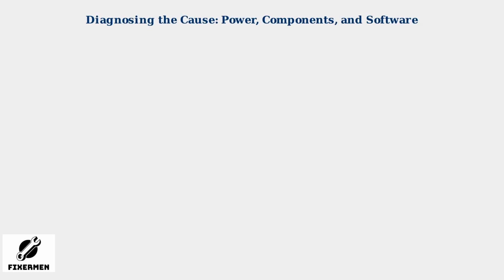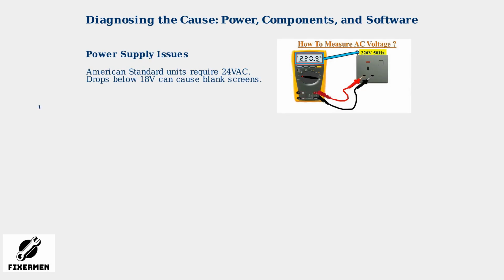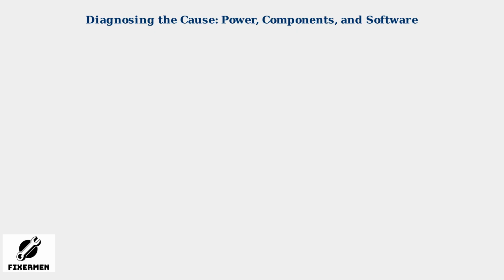The blank screen can be caused by several factors. Let's examine the main causes: power supply issues, component degradation, and software problems. First, check the power supply. American Standard units need 24 volts alternating current. Drops below 18 volts can cause the display to go blank.